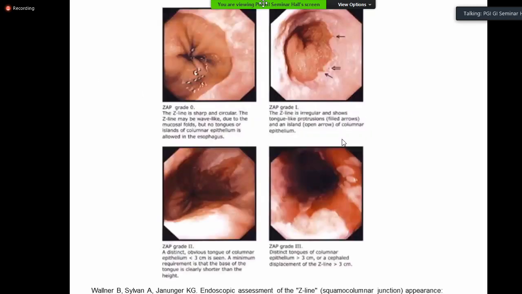This was the original description of a ZAP classification. This is the squamo-columnar junction, a clearly well-defined, straight line. This is a wavy Z line with small, tiny tongue-like elevations. But a Barrett's esophagus is when these are more than these tiny aberrations. So this can be a tongue-like projection, single or two or more than two, any number.